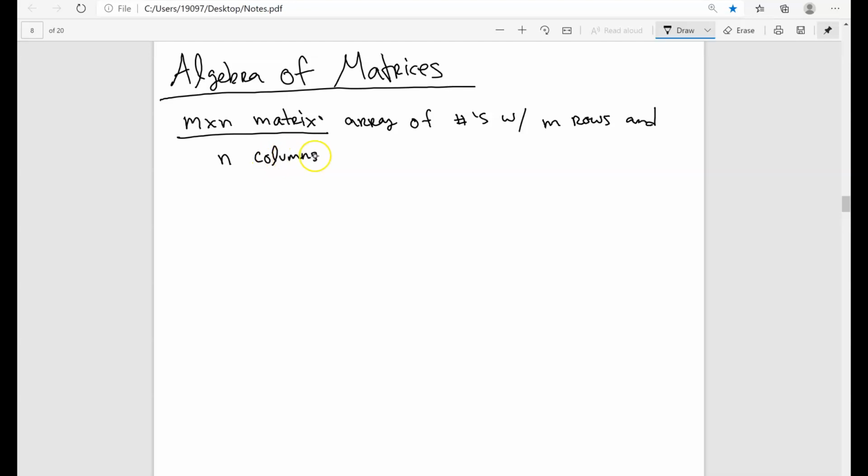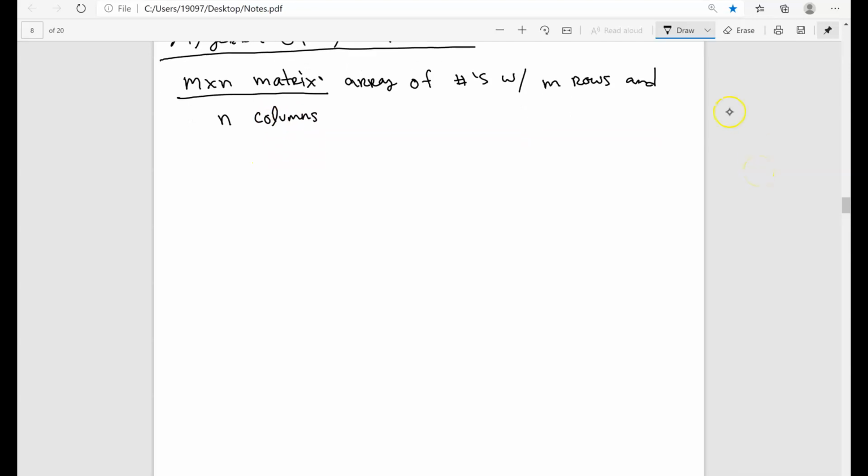So basically what that means is that if you have an m by n matrix, the way that we write it is m by n, the m represents the number of rows, and the n represents the number of columns. So that's how we have interpreted it to be. So remember, rows are horizontal, columns are going to be vertical.